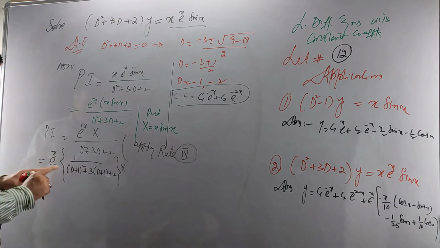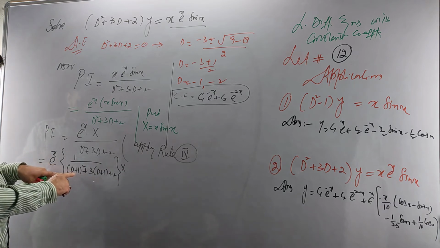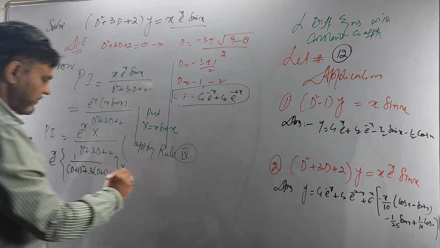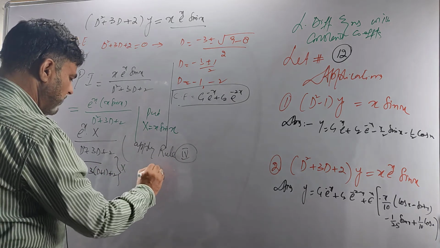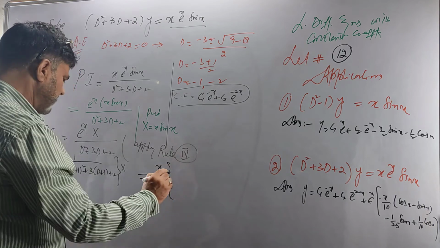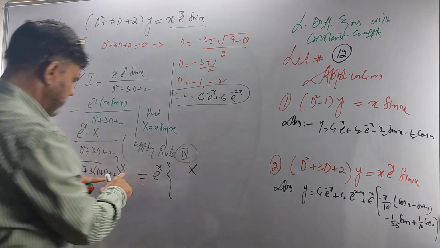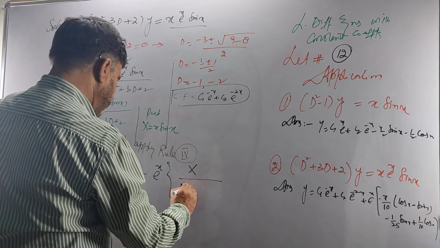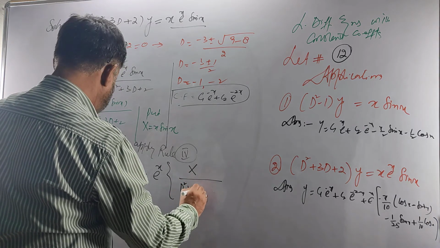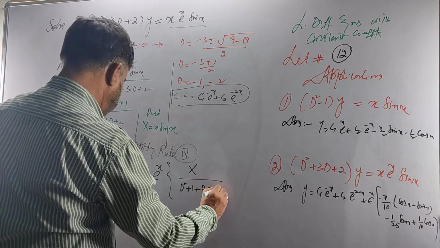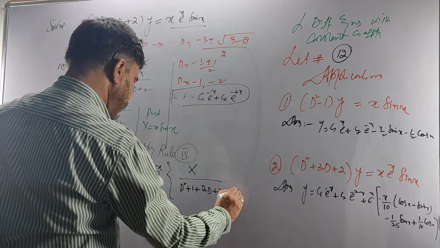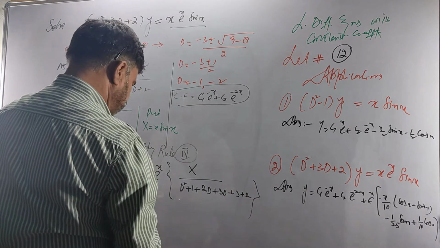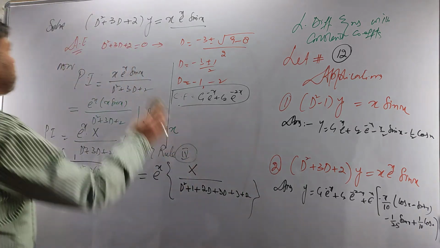Be cautious now, because how do we apply this one? It is rule number fourth, because of the exponential function. Well, this is e raised to the power x out. This I will write as x by d square plus 1 plus 2d plus 3d plus 3 plus 2. Let us see what it is now.